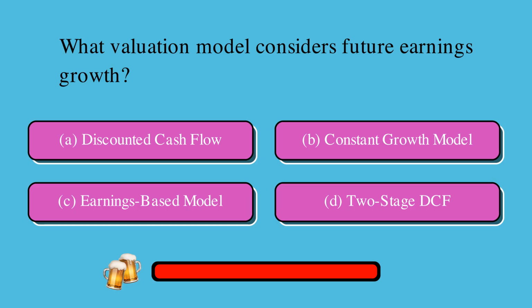What valuation model considers future earnings growth? Is it A, discounted cash flow, B, constant growth model, C, earnings-based model, or D, two-stage DCF? The correct answer is D, two-stage DCF.